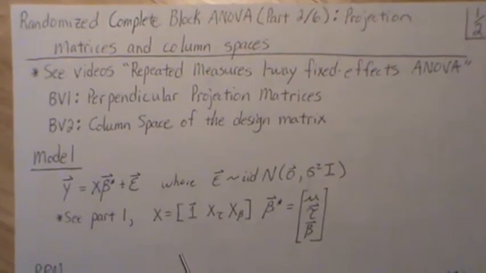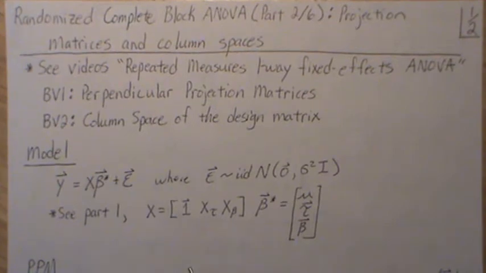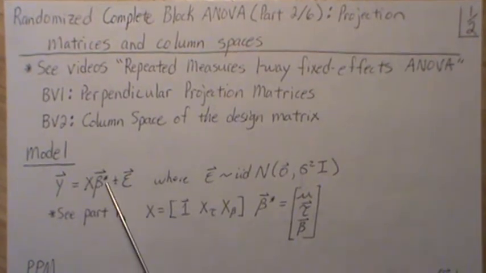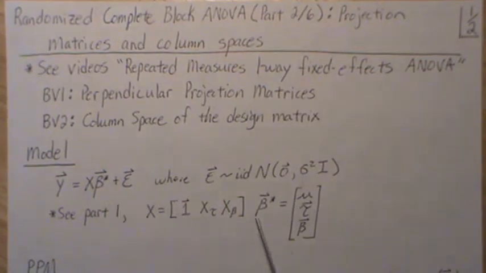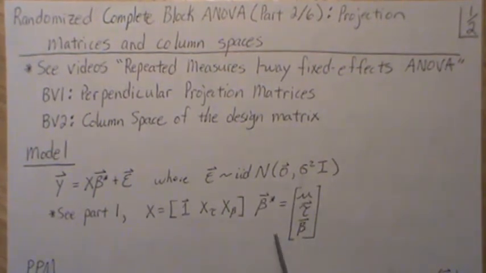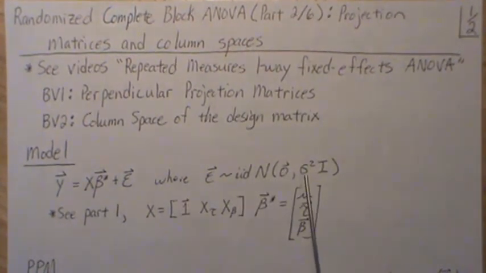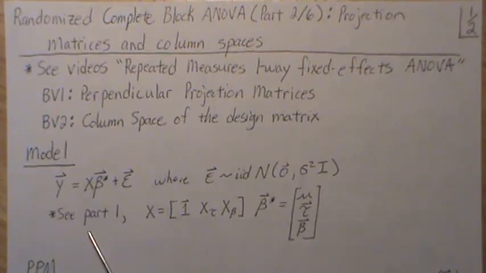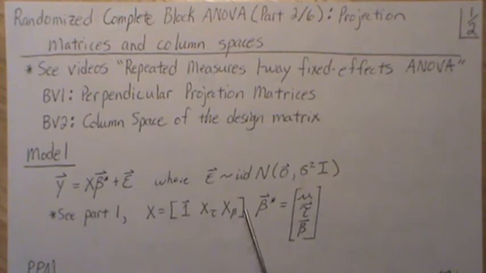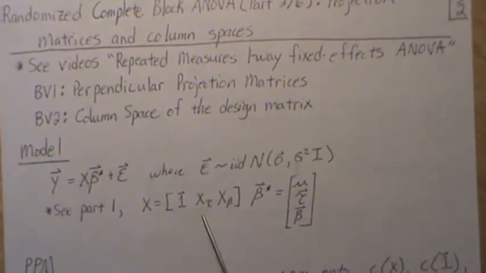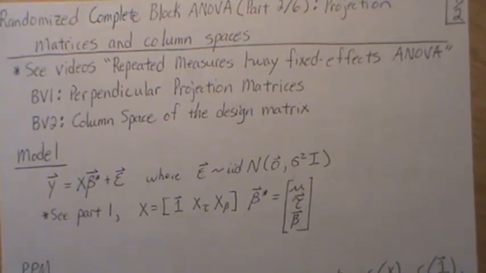Now the model, as a reminder, is y equals X beta star plus epsilon. Initially I didn't have the star, but I added it because I don't want this beta confused with this beta. So the epsilons are IID normal, mean vector 0, sigma squared I. See part 1 of this little mini series where we partitioned it into these two. This is the design matrix and this is the vector of parameters, mu, tau, and beta.